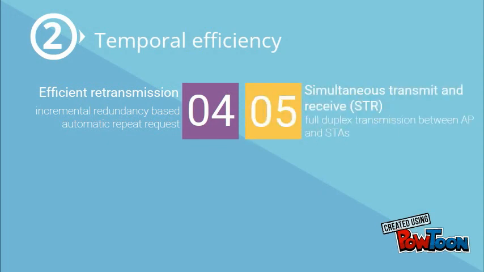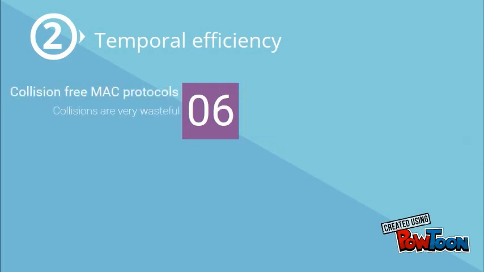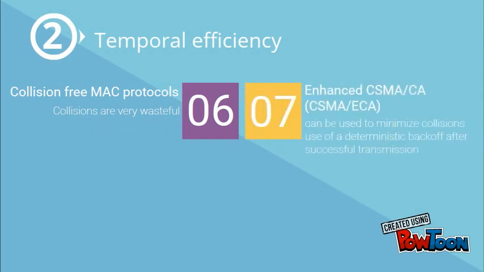By allowing full duplex transmission between AP and STAs, the capacity can be doubled. Alternatively, SDR capability can allow LAN to replace collision avoidance with collision detection. Collisions are very wasteful of channel resources in LANs. Enhanced CSMA/CA can be used to minimize collisions, and it is a good replacement because of its backwards compatibility. Its main difference with CSMA/CA is the use of a deterministic backoff after successful transmission.